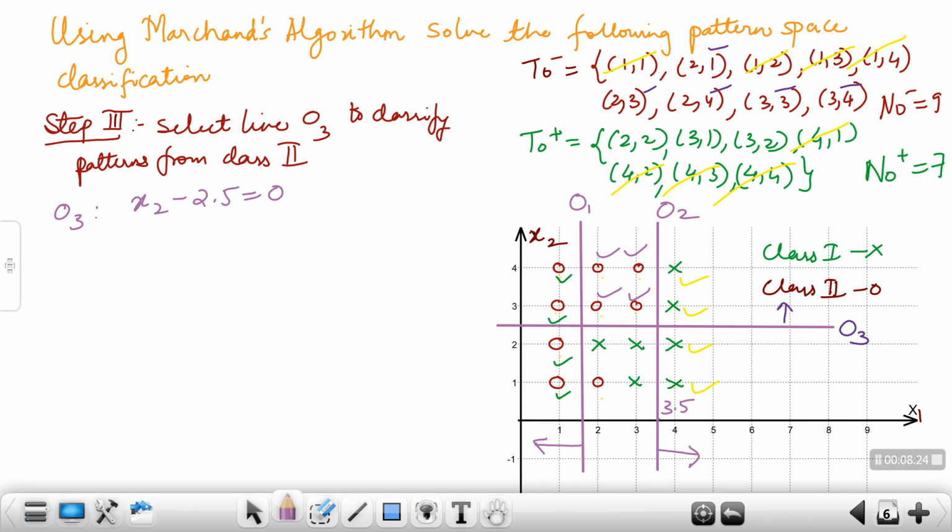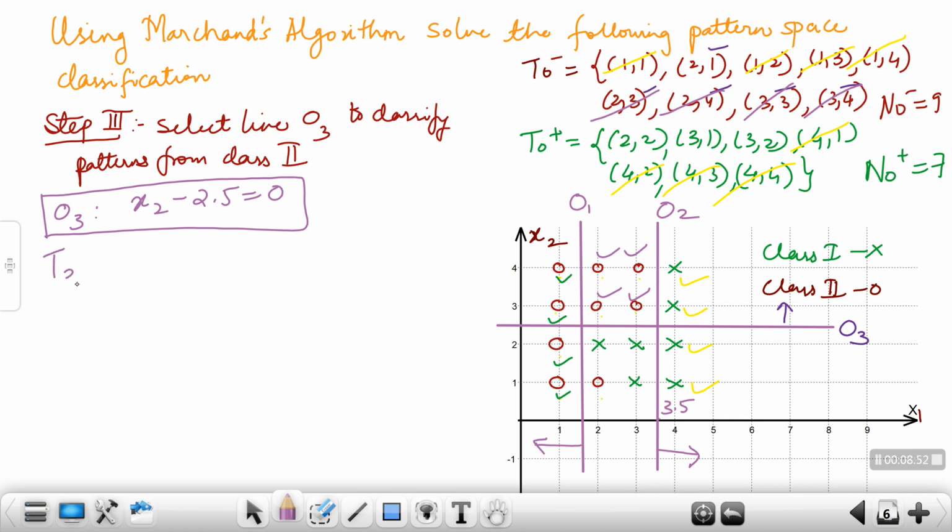Otherwise you can substitute 0, 0 and check. 0, 0 should not be lying on this side. So this equation is correct. Now which are the points which are getting classified here? They are from T2 minus. So which are the points? (3, 3), (3, 4), and (2, 3), (2, 4). These are the 4 points which get classified.